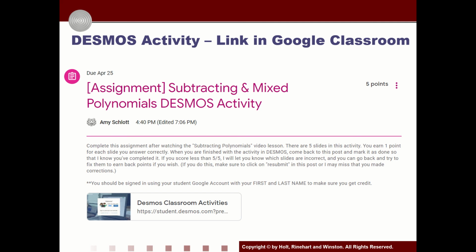You can resubmit this. So if you get less than 5 points when I give you your grade, I will tell you which slides were incorrect. You can go back into Desmos and fix those. But if you do that, you need to come back to this post and mark it as done. I'm not sure if the button is going to say done or resubmit or submit. You need to do that to alert me that you made corrections. And if you're not sure how to do that, it doesn't make any sense, then send me an email to let me know that you made the corrections, or I may not notice it, and then I can't give you those points if I didn't notice it.